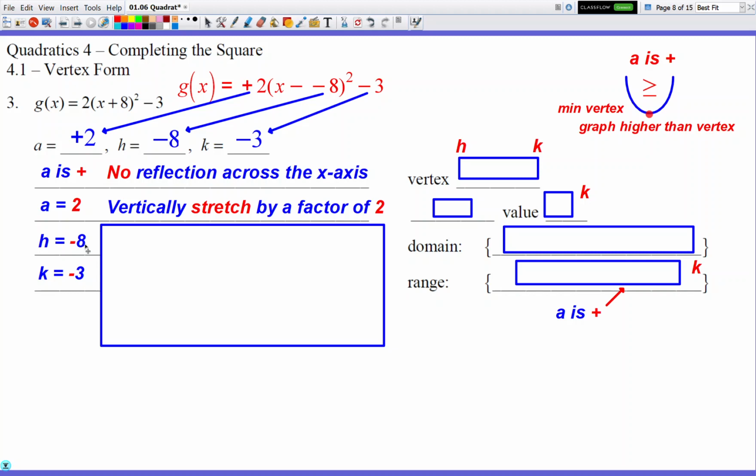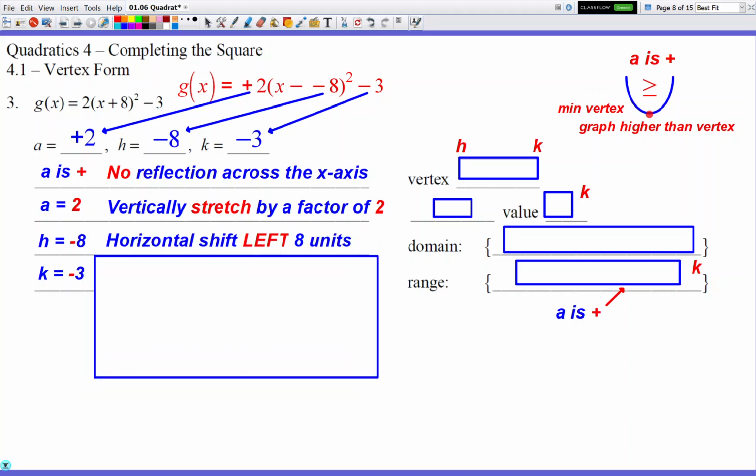So like I said, the options are horizontal shift left 8 units, horizontal shift right 8 units. So what do you think the negative is going to pick? Does the negative pick left or right? And hopefully you say the negative sign will pick left, like that. Okay? And same for the k.